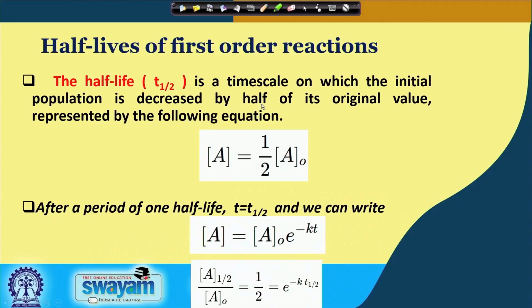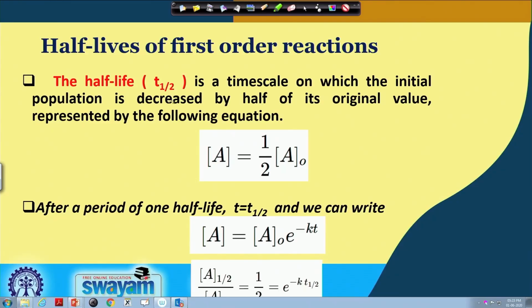So, you can see the half life which is basically denoted by T half. As you can see in this slide, the half life, denoted by T half, is basically the time scale on which the initial population is decreased by half of its original value, represented by the following equation. So, basically at any point of time the concentration of a particular reactant is half of its initial concentration.